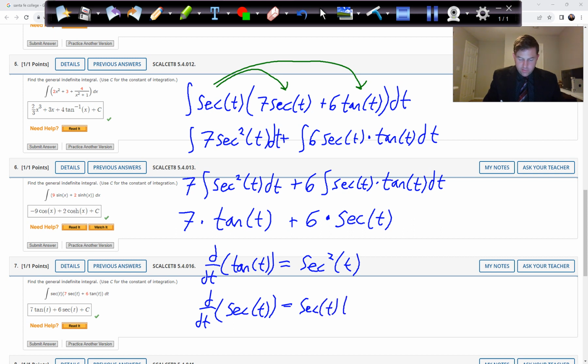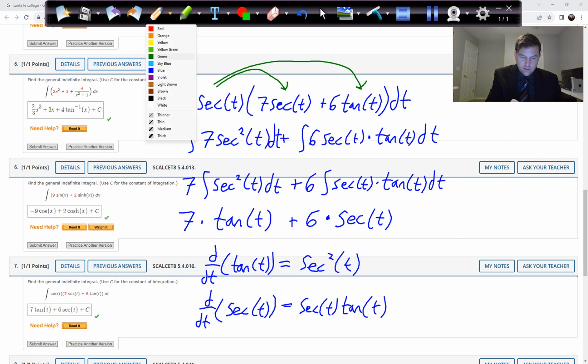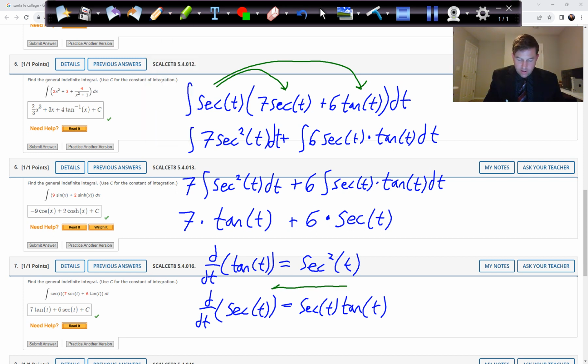I think we probably even saw these exact problems when we did derivatives way back in chapter 3. These are derivatives, and we're going this way. So the antiderivative of secant squared is tangent, and the antiderivative of secant t tangent t is secant t. So I believe that's the answer. The only thing I forgot was the plus c. So we get 7 tangent of t plus 6 secant of t plus c.